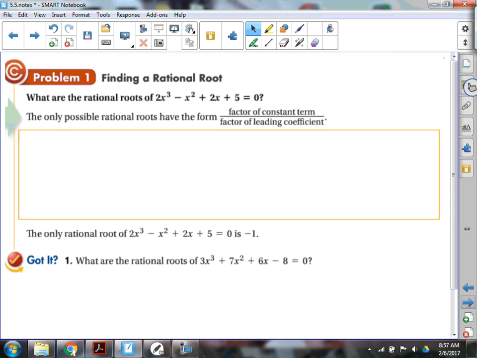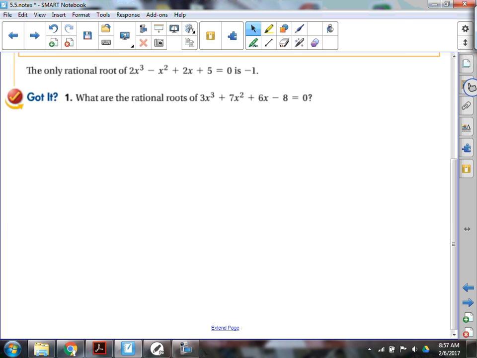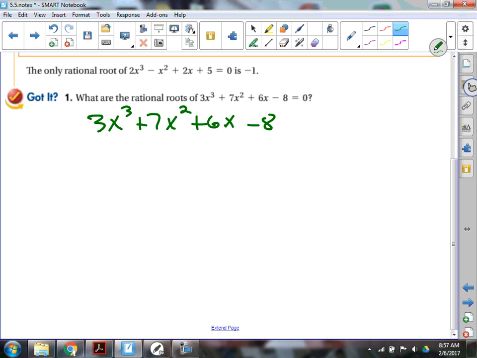Let's go to this one. So here we've got this polynomial 3x cubed plus 7x squared plus 6x minus 8 equals 0. So what's our a sub 0 in this one? 8. So here's our a sub 0 here. And then our a sub n would be what? 3. Well, 3 is prime. Its only factors are 1 and 3. 8 has a bunch of factors. 1, 2, 4, and 8. So our answer, our list of possible rational roots would be what?